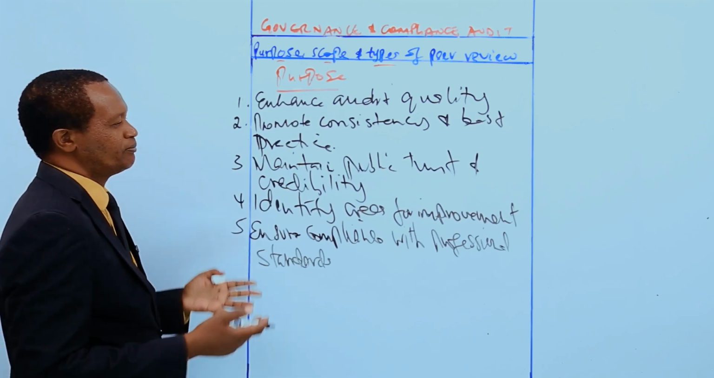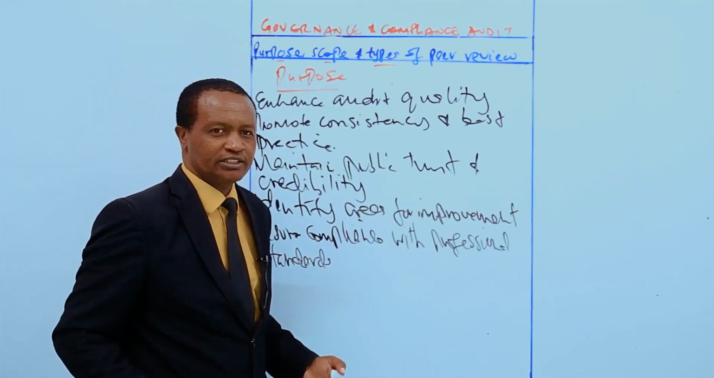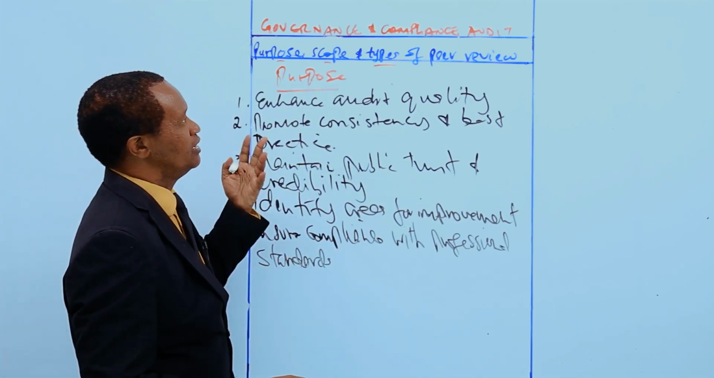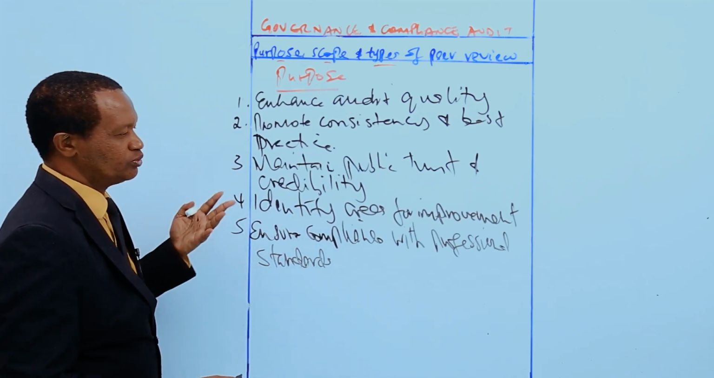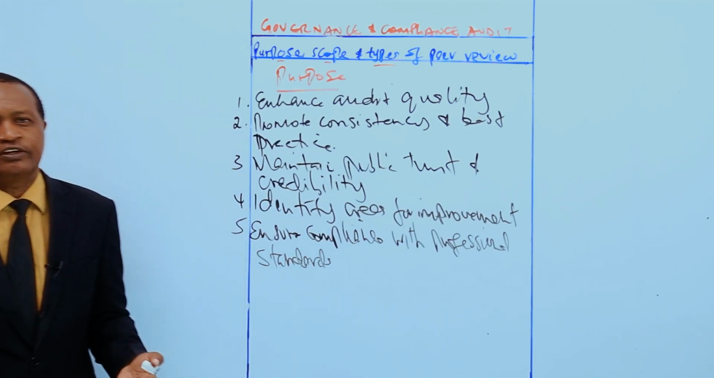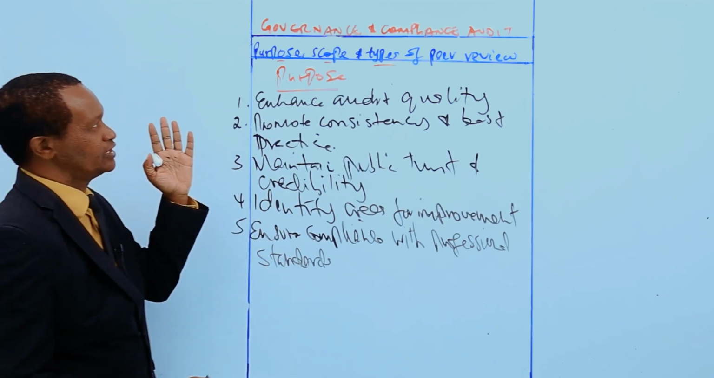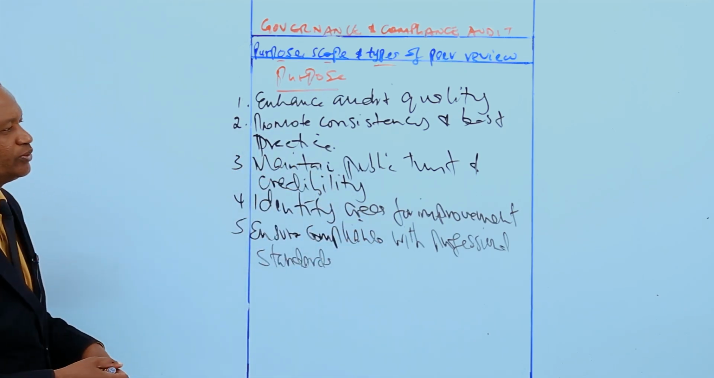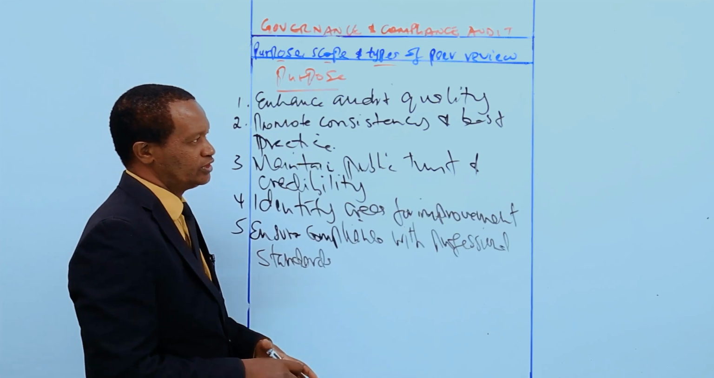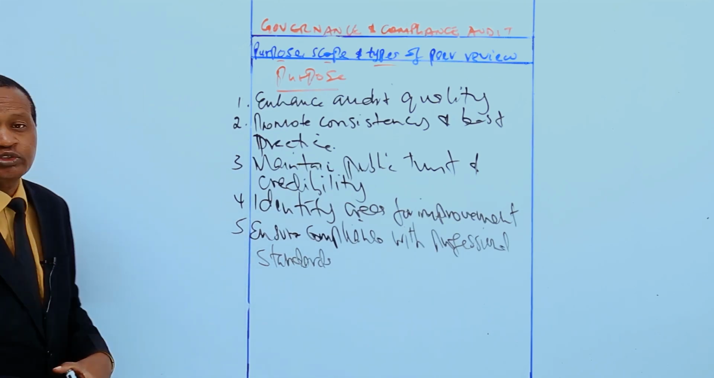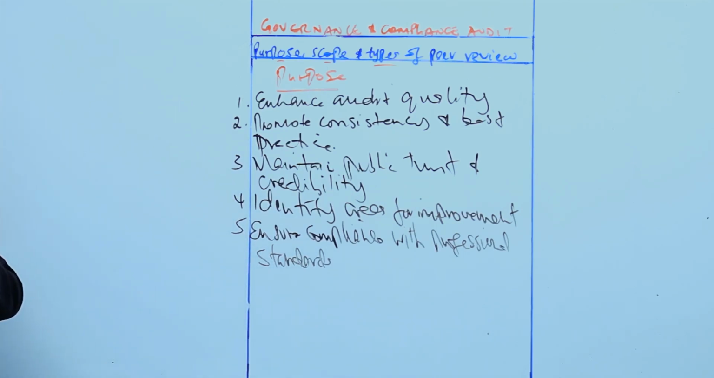Candidates, auditors are people. These are human beings, and as much as they are auditing companies, they also need to be checked if they are complying with professional standards, because in conducting governance and compliance audits, they are required to comply with ethical standards, regulatory requirements, and so on. So many professional bodies issue standards for governance audits.